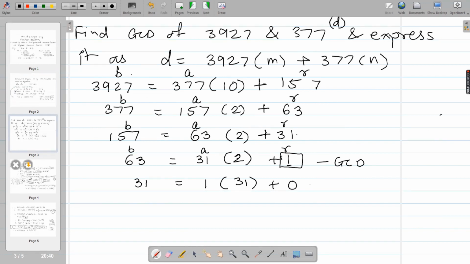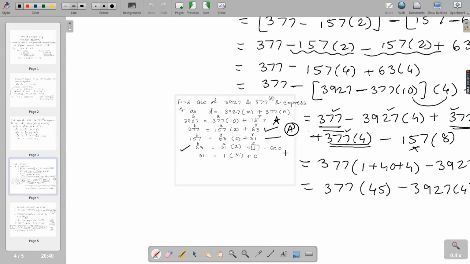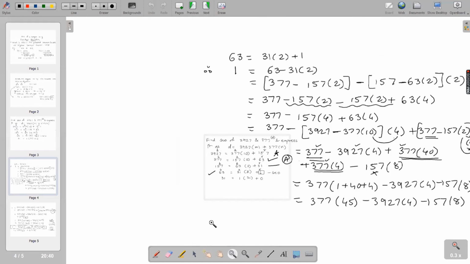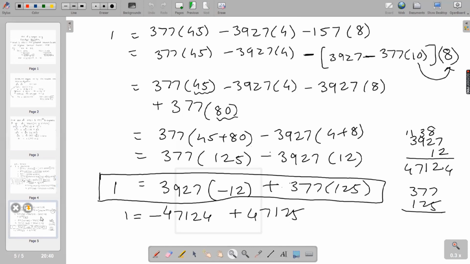Okay. So these are the steps, and we use the back substitution technique here. We start with the second last step. For expressing 1, we started with 1 as 63 minus 31 into 2, and gradually we brought in the integers using the previous steps, and we stopped where we got only 377 and 3927 in the expression. And we also verified that these products are giving us our GCD as 1.